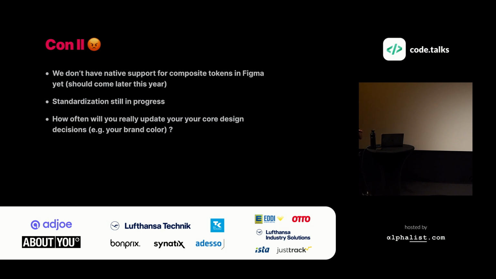Another drawback, Figma doesn't have full support yet, so we're still waiting for typography-related tokens, composite tokens to be precise. It will come this year, I was told. Also, standardization is still in progress. That's still a thing. We don't know if there will be a standard. And I mean, how often will you really change your entire set of colors and typographic choices? So that's also something to consider. Will you really need an architecture like that?